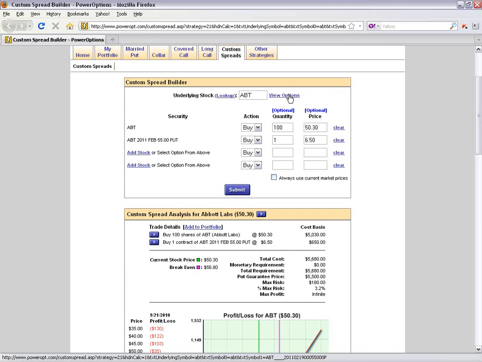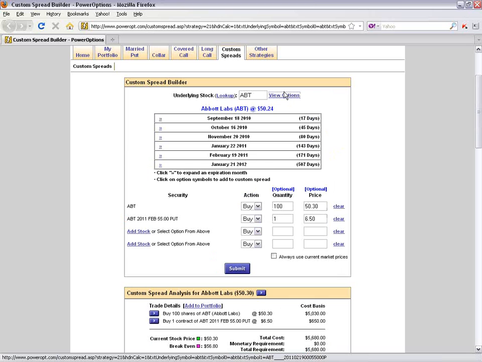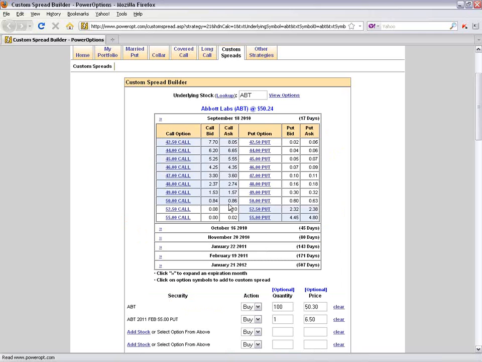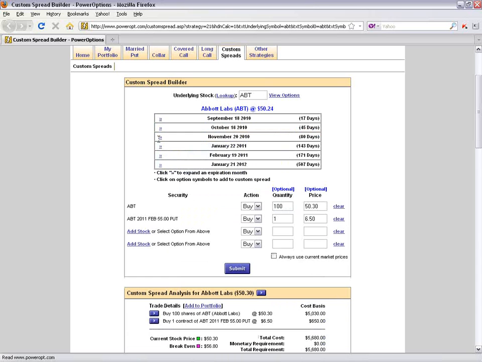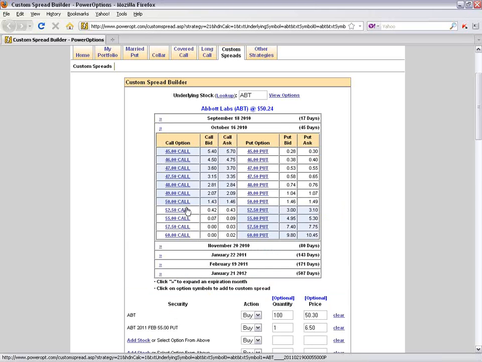Scroll to the top here of the profit and loss chart, the custom spread builder. I'm going to go ahead and click on View Options. Let's just take a look at our September series. I'm going to open up that chain. Well, we wouldn't do that anyway. The 52.5 call. Abbott Labs has lower volatility, so the premium there isn't that great at all, only 8 or 10 cents. So let's pull up to October and see if we have any other values.